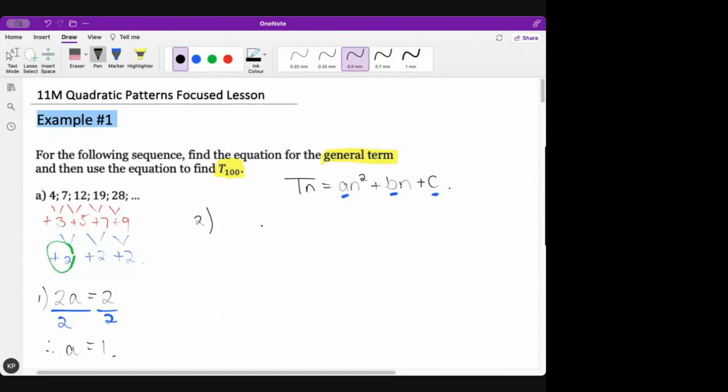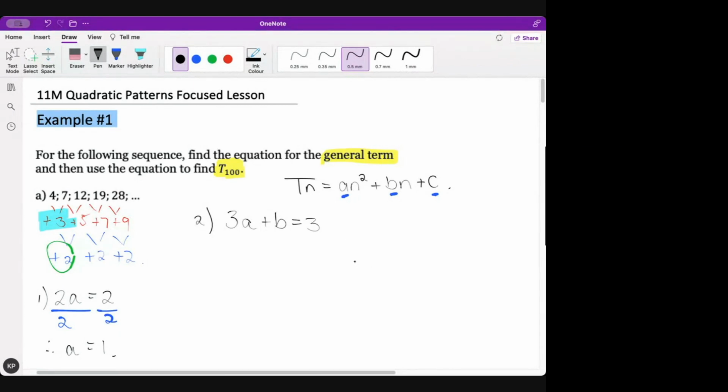Let's do our second mini working out or equation. What is my first difference equal to? The first difference. These are all first differences, but I'm talking about the first one specifically. In this case, that is plus 3. What is that equal to? Our first difference is equal to, does anybody know? It is equal to 3a plus b, guys.